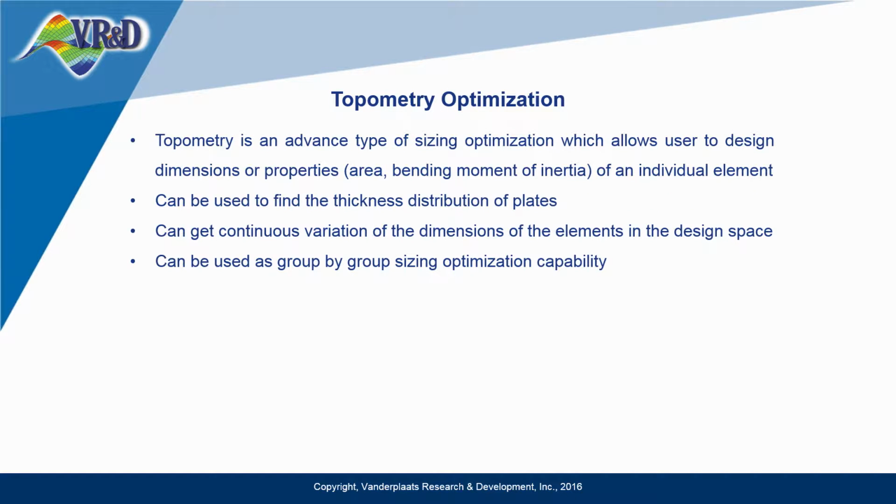Topometry optimization is an advanced type of sizing optimization which is used to design structural dimensions or properties of an individual element. With topometry optimization, the user can perform element by element sizing optimization. The user can get continuous variation of the dimensions of the elements in the design space. Topometry optimization can also be used as a group by group sizing optimization capability.